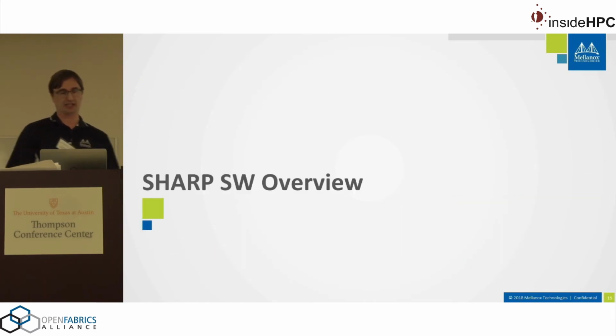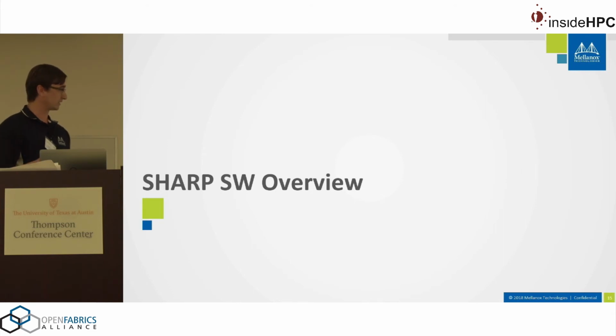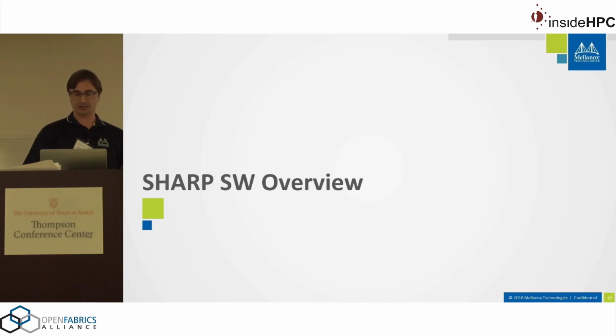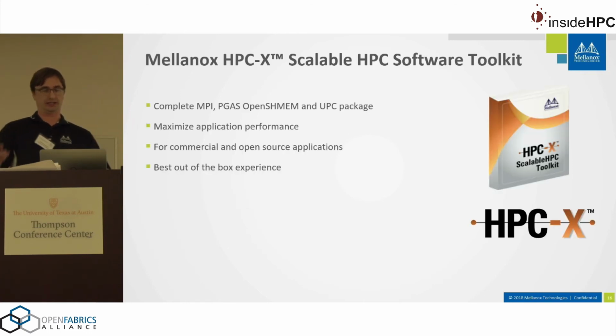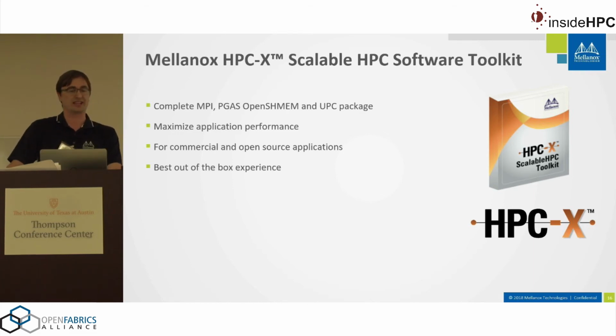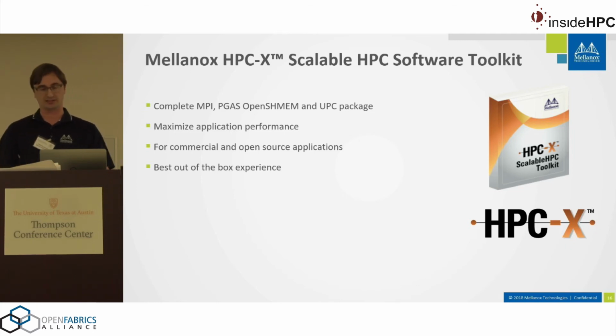Very briefly, some of the software that Mellanox offers to use Sharp, that we can offer machine learning applications. I think some of you have heard about this. Mellanox offers the HPC-X Toolkit, which is a scalable HPC software toolkit. It's a complete MPI, PGAS, and OpenSHMEM package. The idea is that by using this, you maximize application performance on Mellanox hardware. It's available for commercial and open source applications, and the key is that its intent is to deliver the best out-of-box experience.